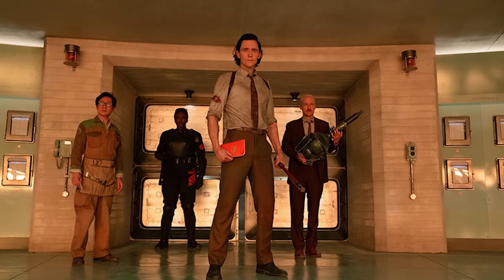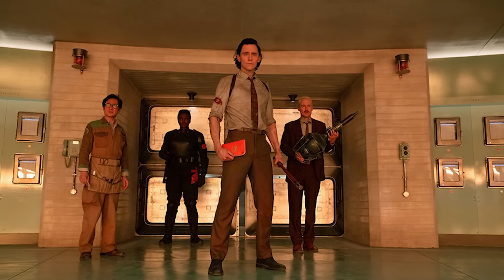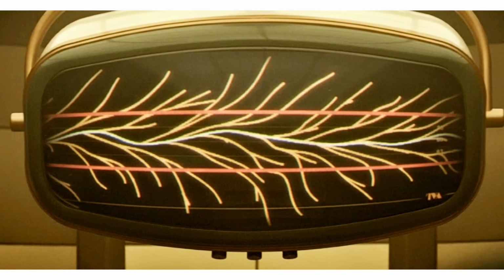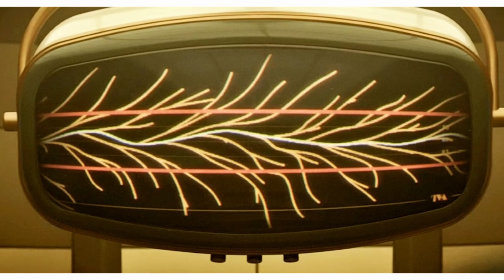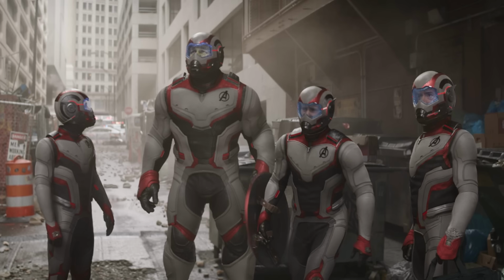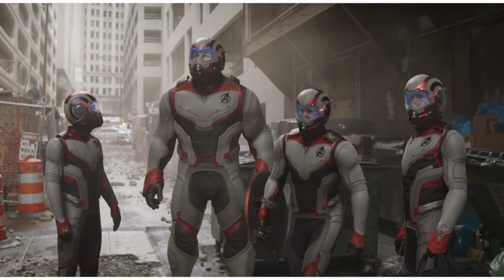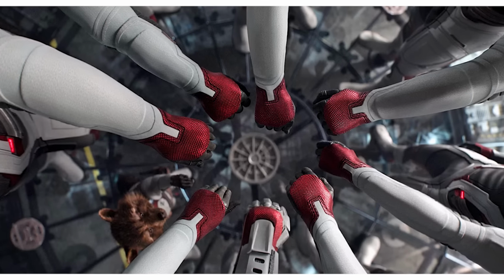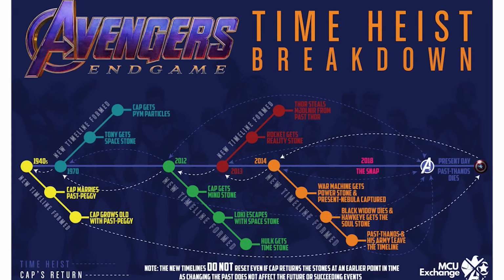For example, in the Loki series, the show features the TVA, or the Time Variance Authority, which monitors and controls the branching of timelines that occur when someone alters the past, leading to alternate realities that coexist alongside the original one. In Avengers Endgame, the Avengers travel back in time to retrieve the Infinity Stones, and instead of changing the original timeline, they create new branches, which is explained through the concept of alternate realities.